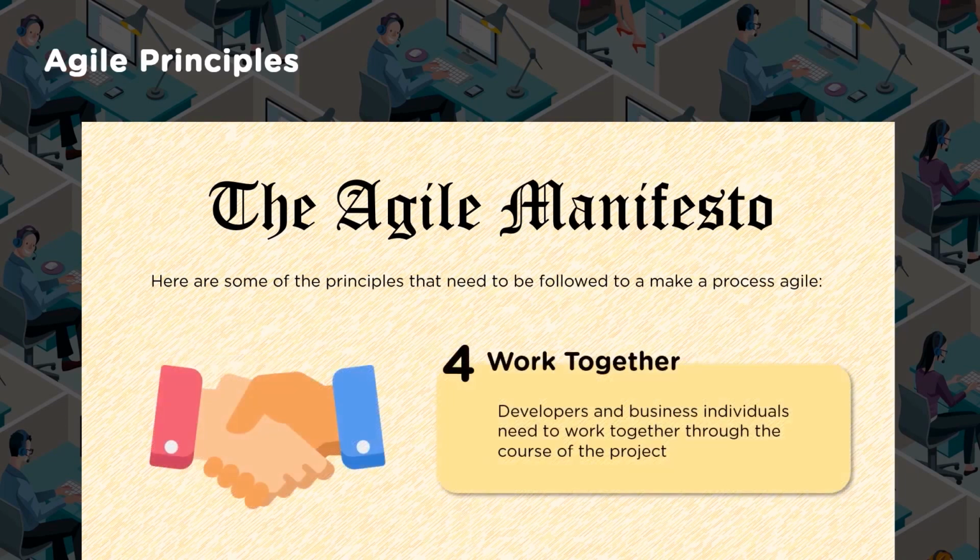Then, work together. It is very essential that developers and business individuals work together through the course of the project, which means involvement of customers, suppliers, and your own team. Everyone should work together. Each one should understand each other's perspective. If there is no proper understanding of each other's perspective, it is quite obvious that what was expected and what was delivered would not match. So there should be correct understanding. To have that, one should work together and collaborate. They should speak and express, which is very important.